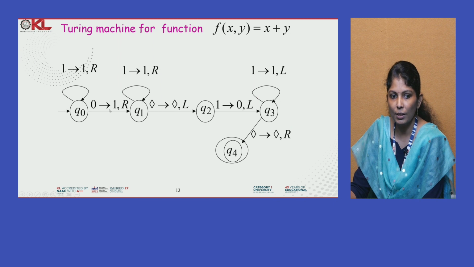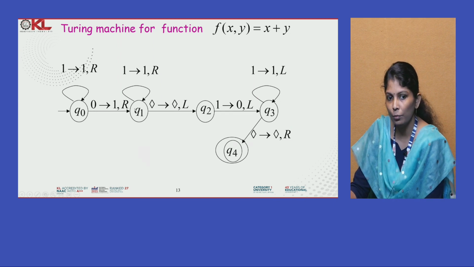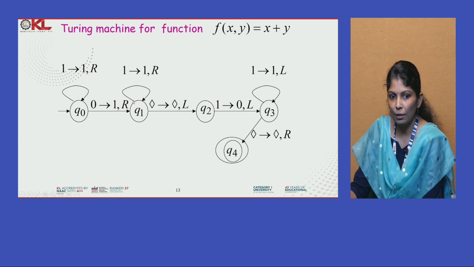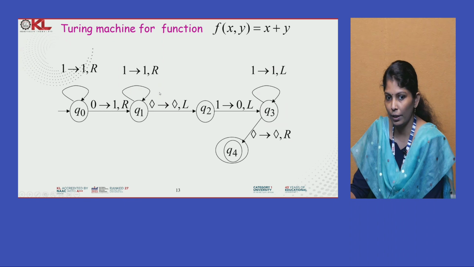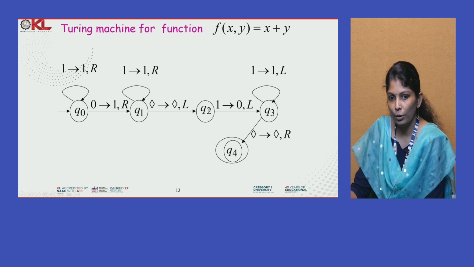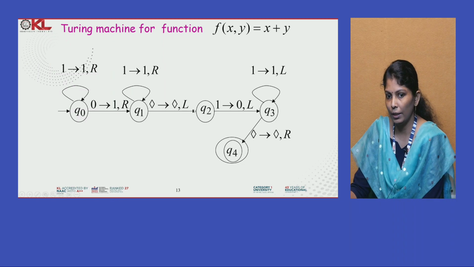And this transition says q0 to q1 on 0: if we find 0, make it a 1 and move to the right side. The self loop on q1 says that if there is a 1, keep it as such and move to the right side. And this q1 to q2 transition says that if there is a blank symbol, keep it there and move to the left side.